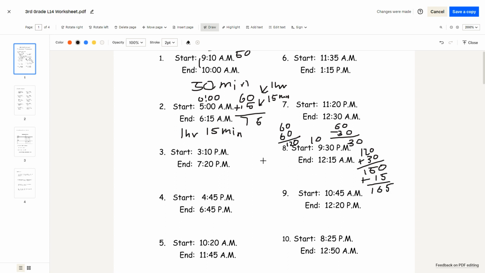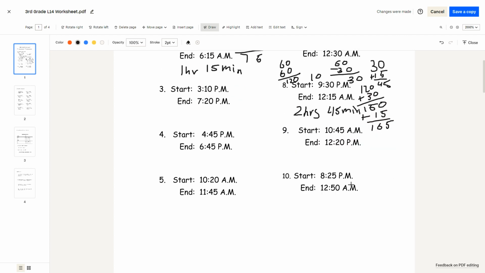And then 165 is, if we do that, we did 2 hours here, because we used 60 twice, and we know that each 60 is an hour, right? And we have our 30 here and our 15. So if you add 30 plus 15, we get 45. So we get 2 hours 45 minutes.